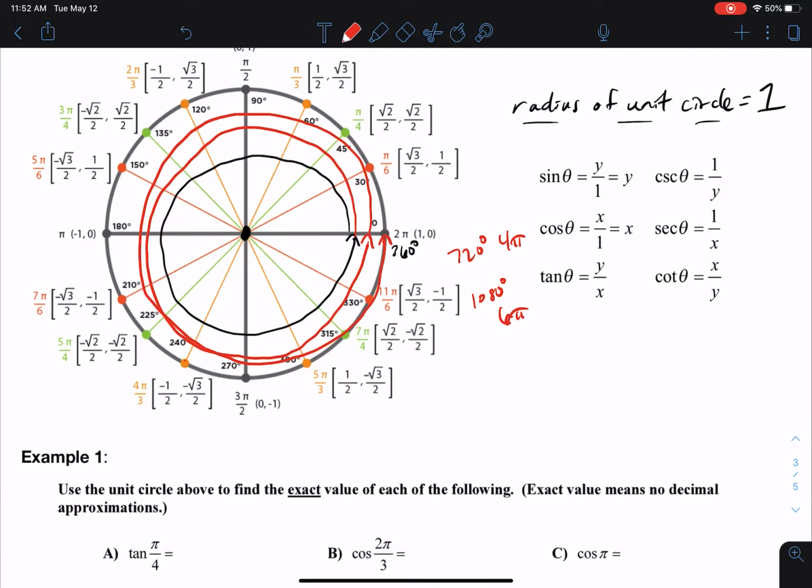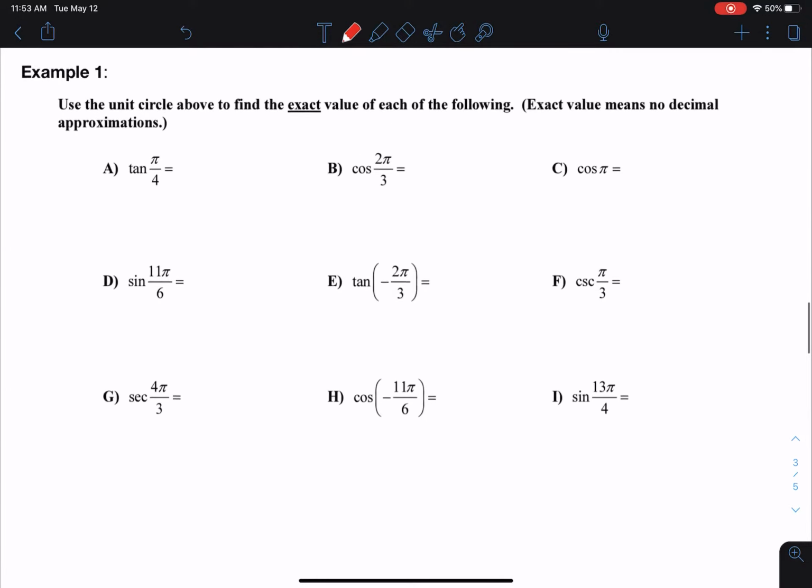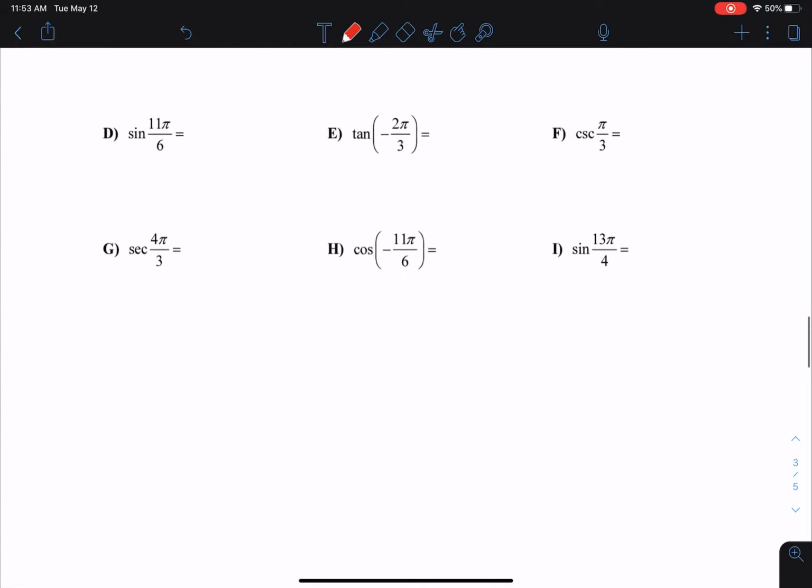All right, so some of these are going to be bigger than 360. For example, letter I, 13 pi over 4. Let's change that to degrees so we get a better idea. So these cancel out. 4 goes into 180 45 times, so now I have 13 times 45, which is 585 degrees. That is bigger than one revolution.